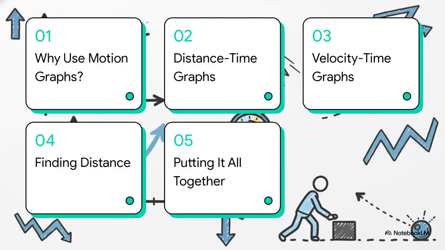So, here is our plan for today's lesson. We'll first quickly see why we even use these graphs. Then we will learn how to read distance time graphs. After that, we will move on to velocity time graphs. We'll also uncover a neat trick to find the distance from these graphs. And finally, we will solve a problem to make sure we've understood everything.